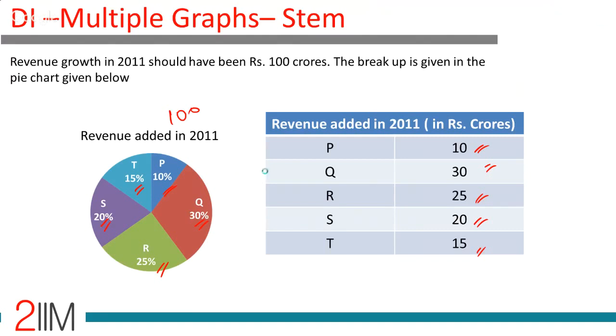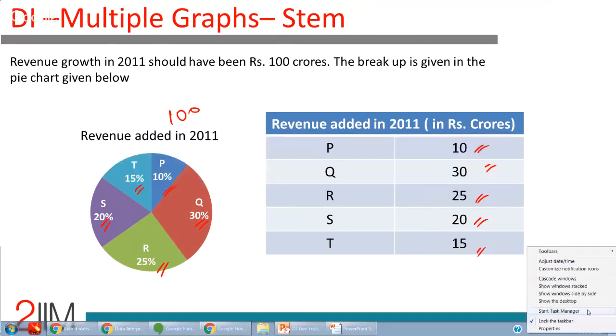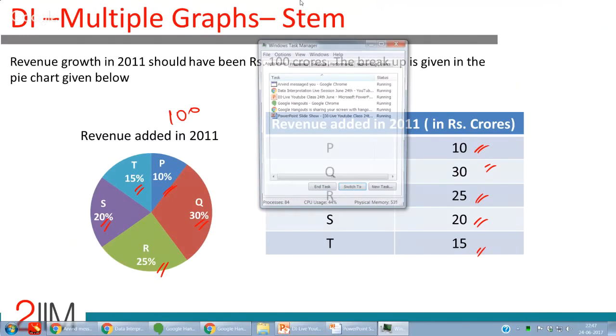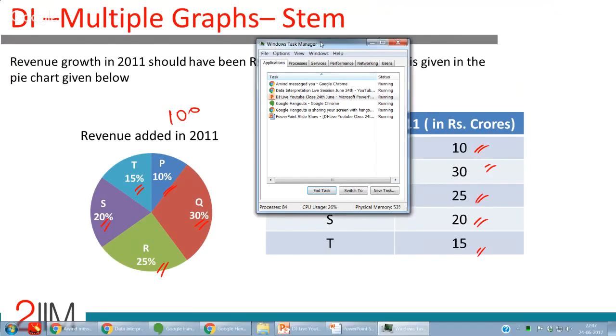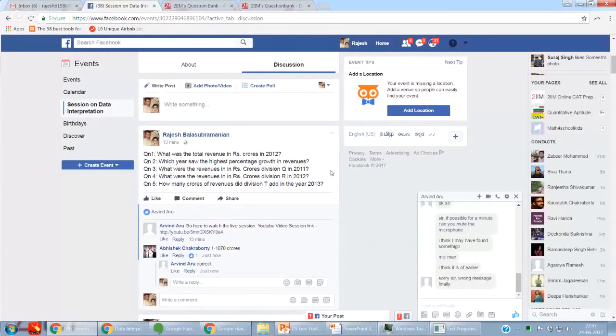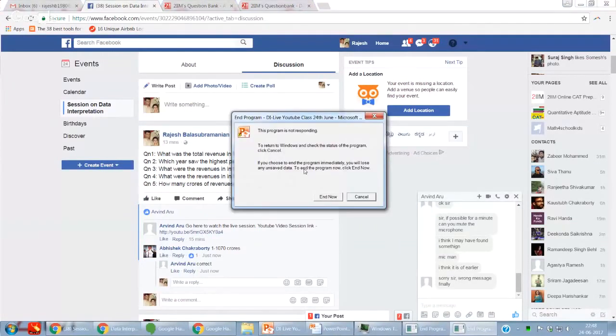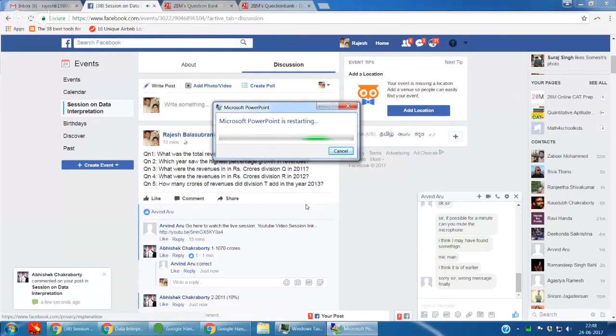For some reason the screen share thing is not cooperating. My PowerPoint has crashed, so I have to do something about this. Task manager. Okay, we'll start all over again. This has happened before. We cannot have so many videos without PowerPoint crashing. So I know what to do: just kill PowerPoint and start all over again. PowerPoint will restart now.